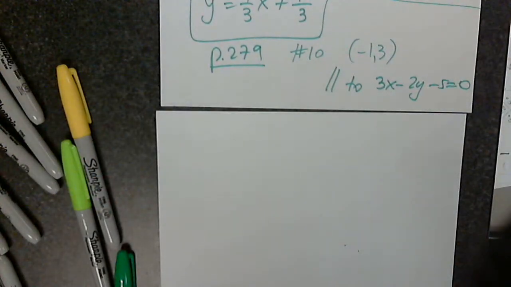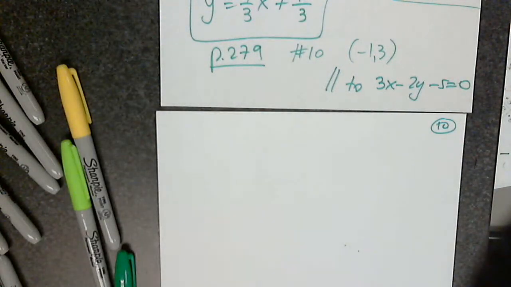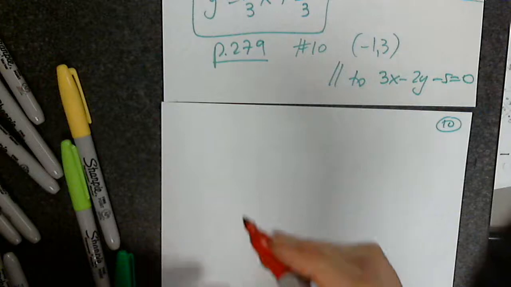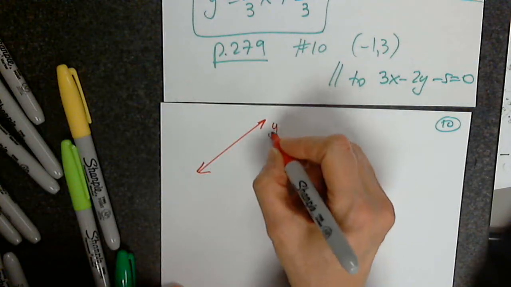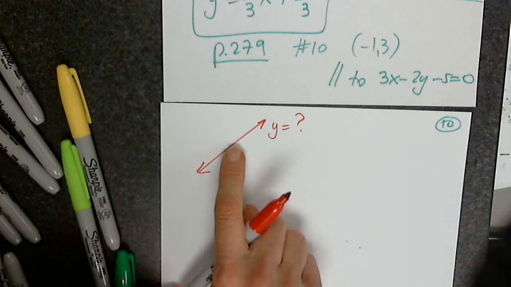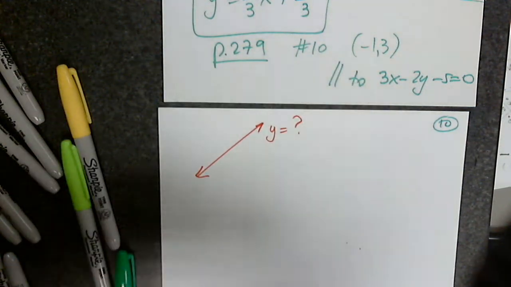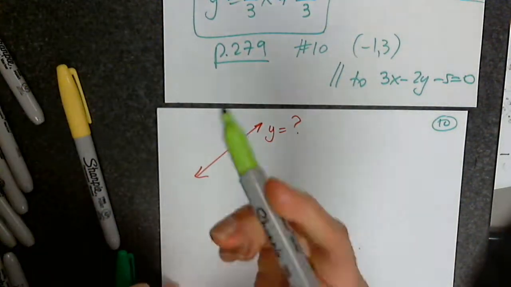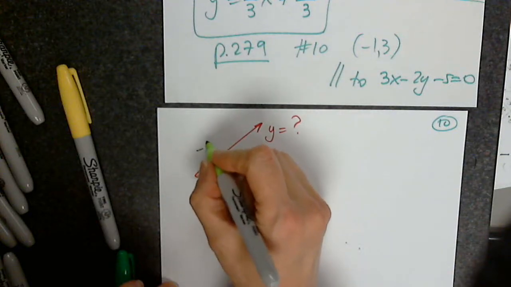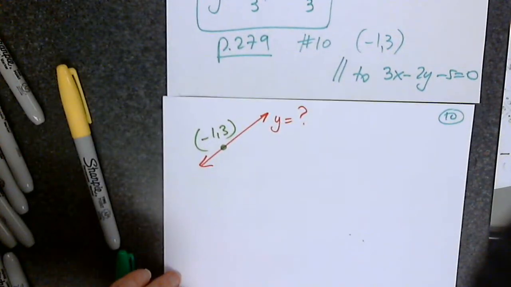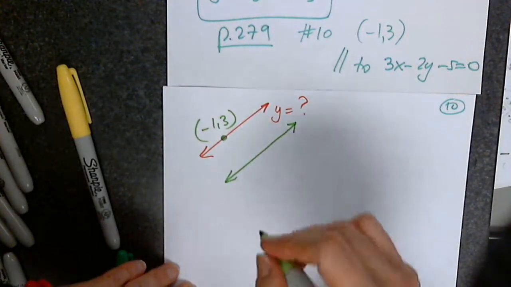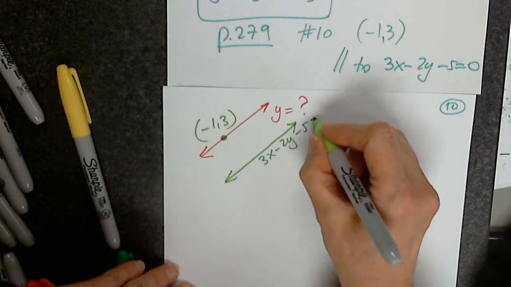So one more time. Allow me to repeat this. We're asked to find this equation. I'm not graphing the specific equation right now. I'm just giving the idea. So I'm asked to find the equation of this line. And I know two things about it. I know that it passes through this point. So somewhere on this line I have -1, 3. And I'm also told that it's parallel to a line whose equation is 3x minus 2y minus 5 equals 0.